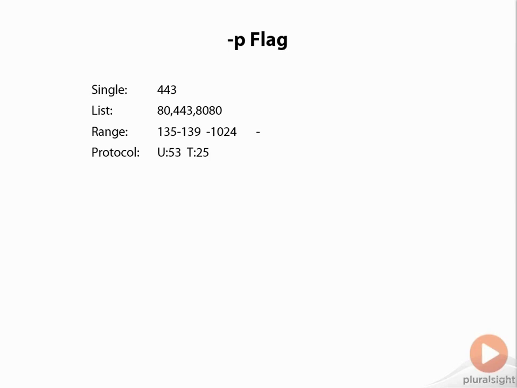Lastly, port specifications can include the desired protocol. Usually Nmap performs either TCP or UDP scanning, but not both. If we want to mix and match ports and protocols, we can include the protocol designation with each port number list or range.